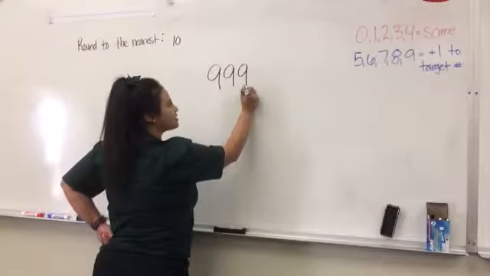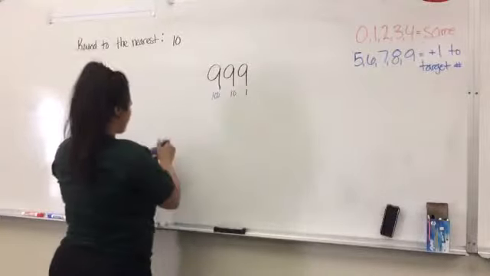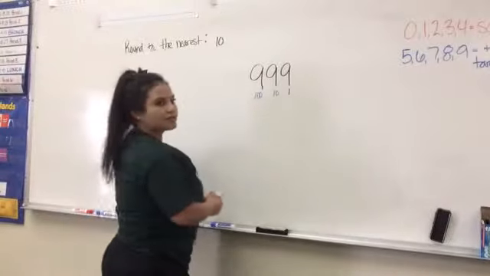What place is this? 1, 10, 100. Okay. Number 4. What do I do next? If I want you to round to the nearest 10, what do I do next?